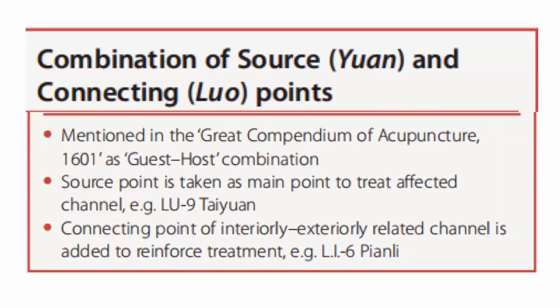So in summary, the combination of source or Yuan points and the connecting or Luo points is mentioned in the Great Compendium of Acupuncture in 1601 as the guest-host combination. The source point is taken as the main point to treat the affected channel. An example here is lung 9. The connecting point of the interiorly exteriorly related channel is added to reinforce treatment.